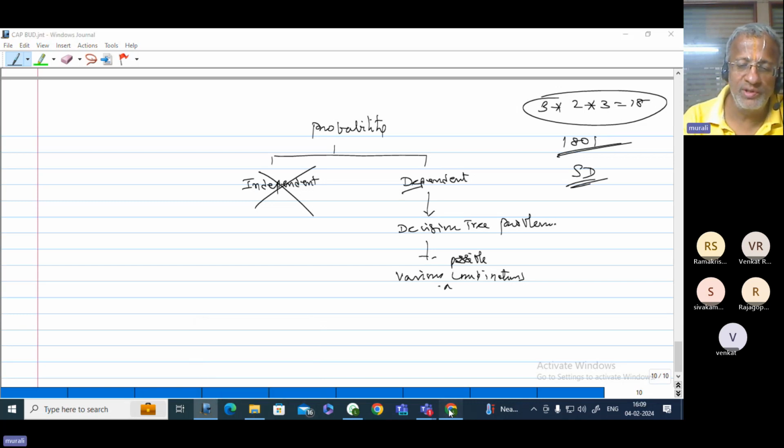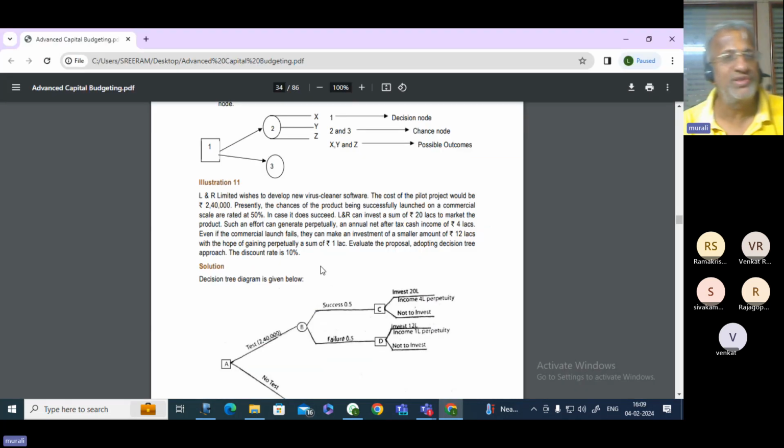Our friend was always reminding me about illustration number 11 and 12. Book back, we will take it up later. So now let us try out illustration number 11.